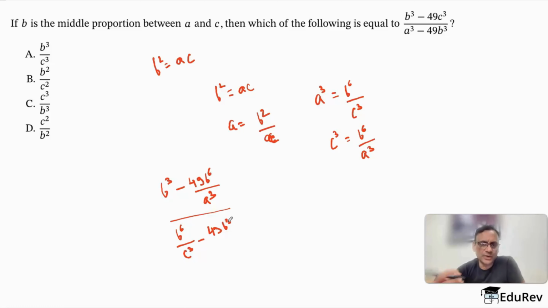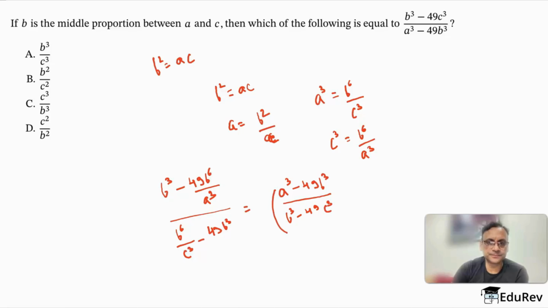And you can notice that B cube is common in all four. So B cube I can cancel, and then I will take LCM. So it will become A cube minus 49 B cube upon B cube minus 49 C cube, and then I'll have C cube upon A cube. So this is the fraction that I get.